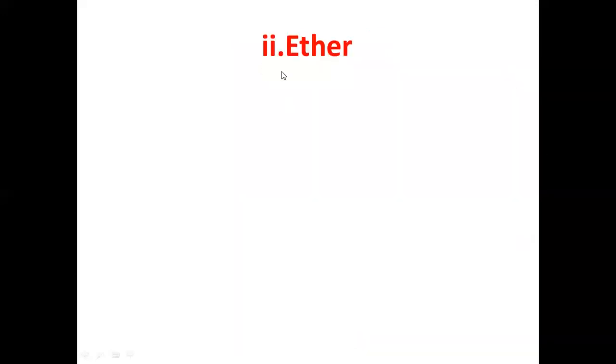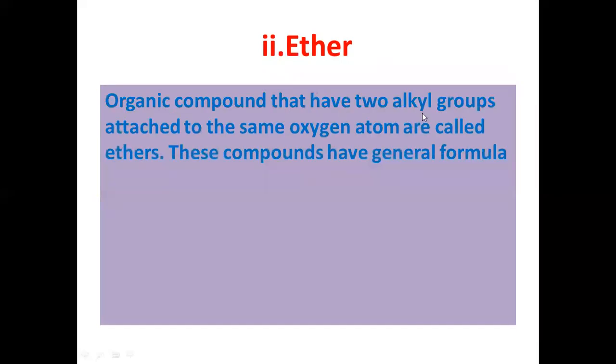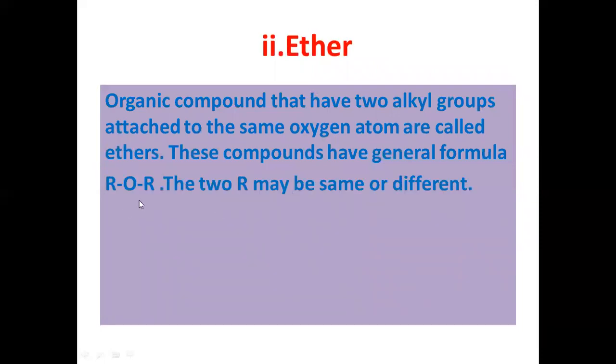The second compound which also contains carbon, hydrogen and oxygen, and all the bonds are single, is ether. So what are ethers? Organic compounds that have two alkyl groups attached to the same oxygen atom are called ethers. These compounds have the general formula ROR. R I told you are the alkyl groups and they are attached with the oxygen. So the two R groups or the two alkyl groups may be the same or they may be different. For example, in this case, you can see the two alkyl groups are the same.